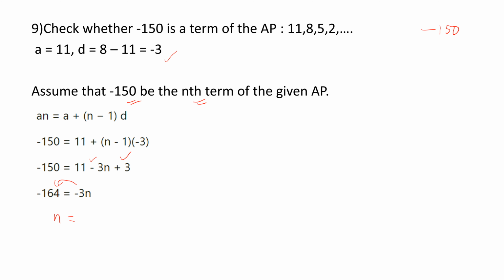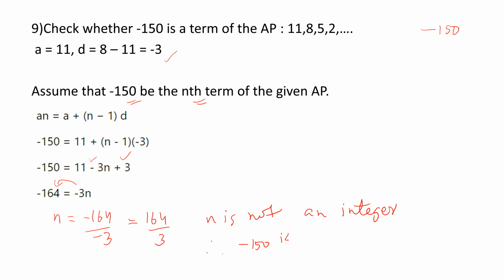So what is n? N will be minus 164 by minus 3. So when you divide, we are getting 164 by 3. 164 by 3 will not give a whole number. So we can say that n is not an integer. It is not an integer, and therefore minus 150 is not a term of the AP.